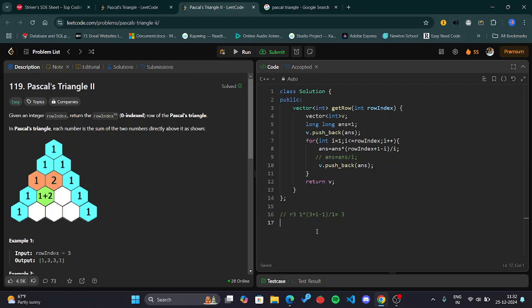Okay, let's discuss the time complexity. The time complexity here is definitely big O of the row index, because I've just used a single for loop here, a single iteration. And then the space complexity here is definitely big O of n only, because I have just taken one vector here, that is the final answer, right?